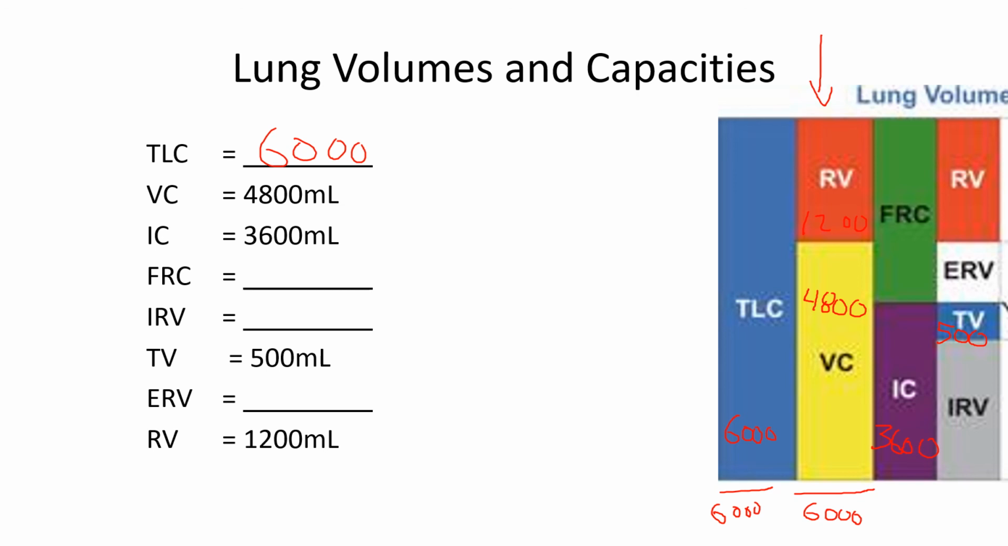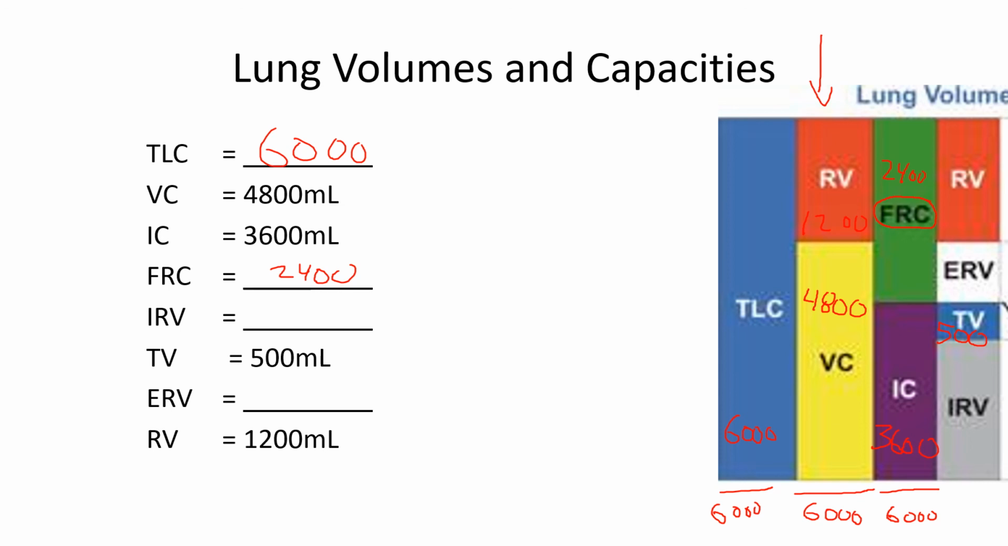So everyone solve for FRC. This should equal 6,000, right? So 6,000 minus 3,600 would equal 2,400. Very good. FRC is 2,400. And that's all gonna be milliliters, correct? Yeah, they're all mLs.